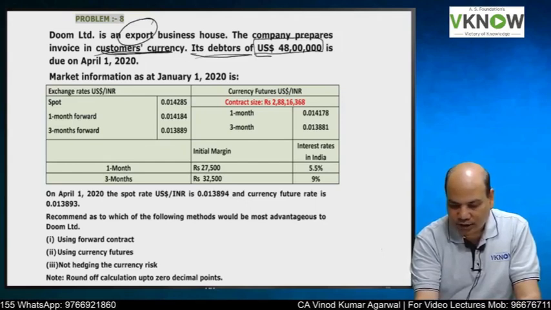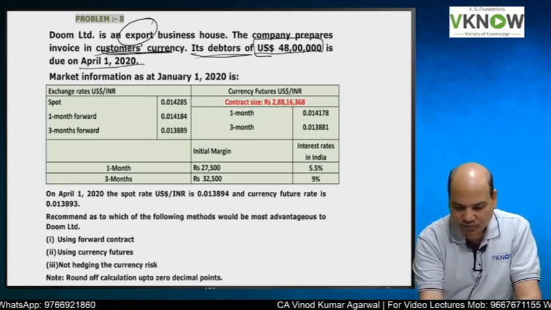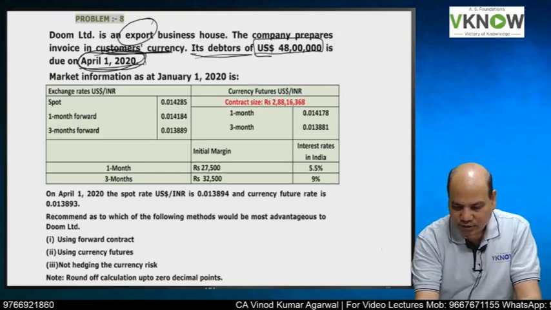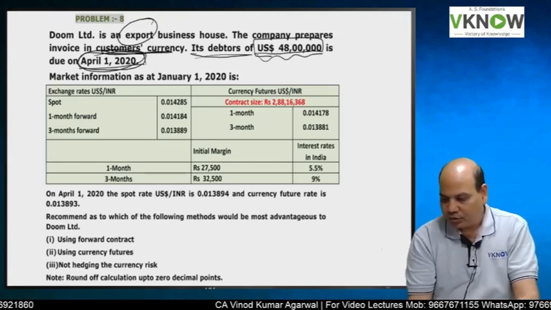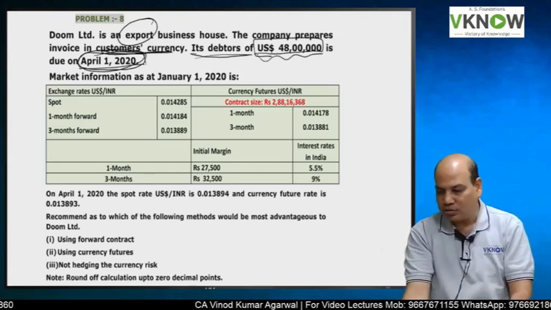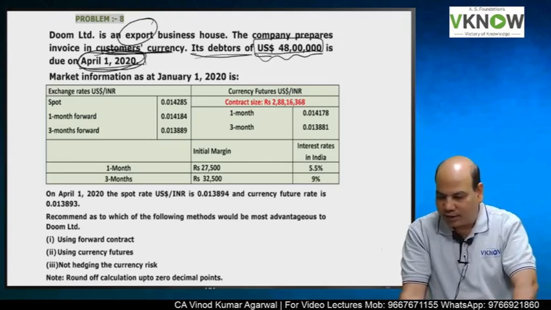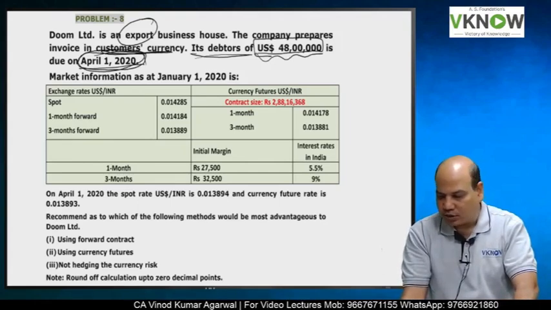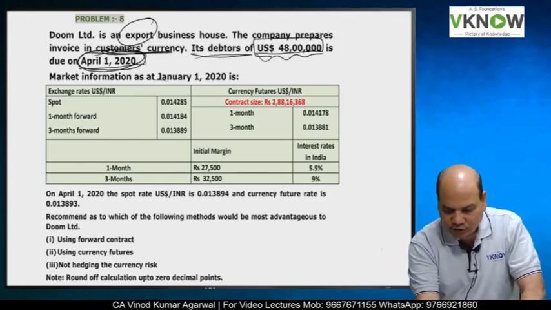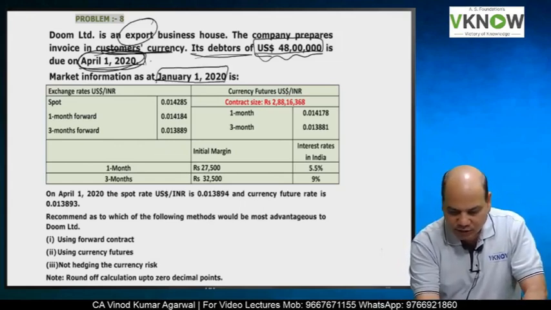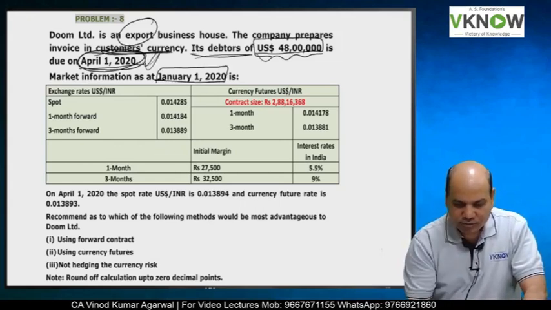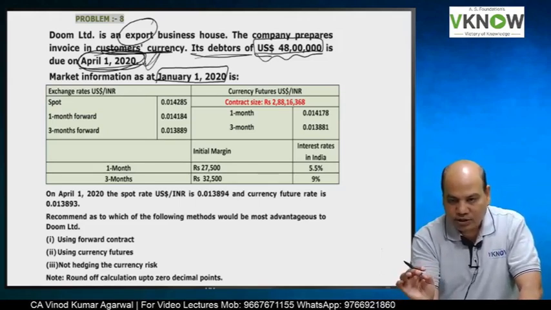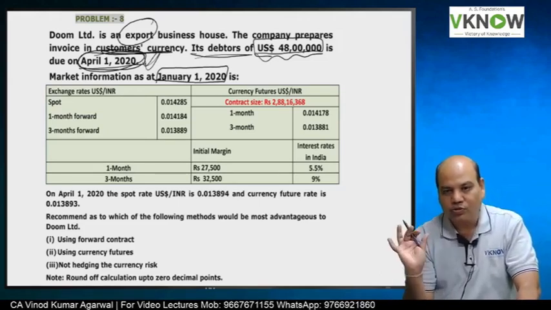$48 lakh is due on 1st April. So what is the maturity date, the due date of this amount receivable? 48 lakh, so this is a question of amount receivable. Now next is market information on 1st January 2020. Today is 1st January, and the payment will arrive on 1st April. So there is a 3 month gap.